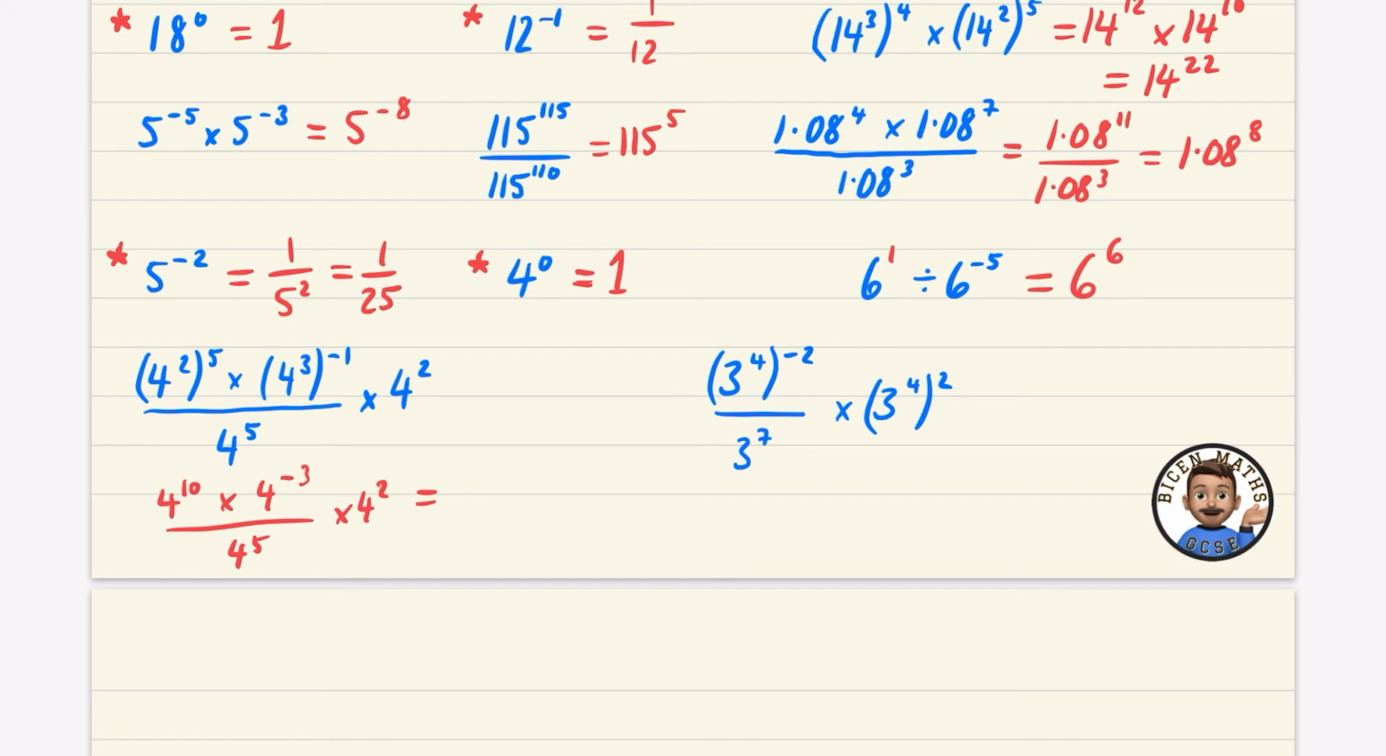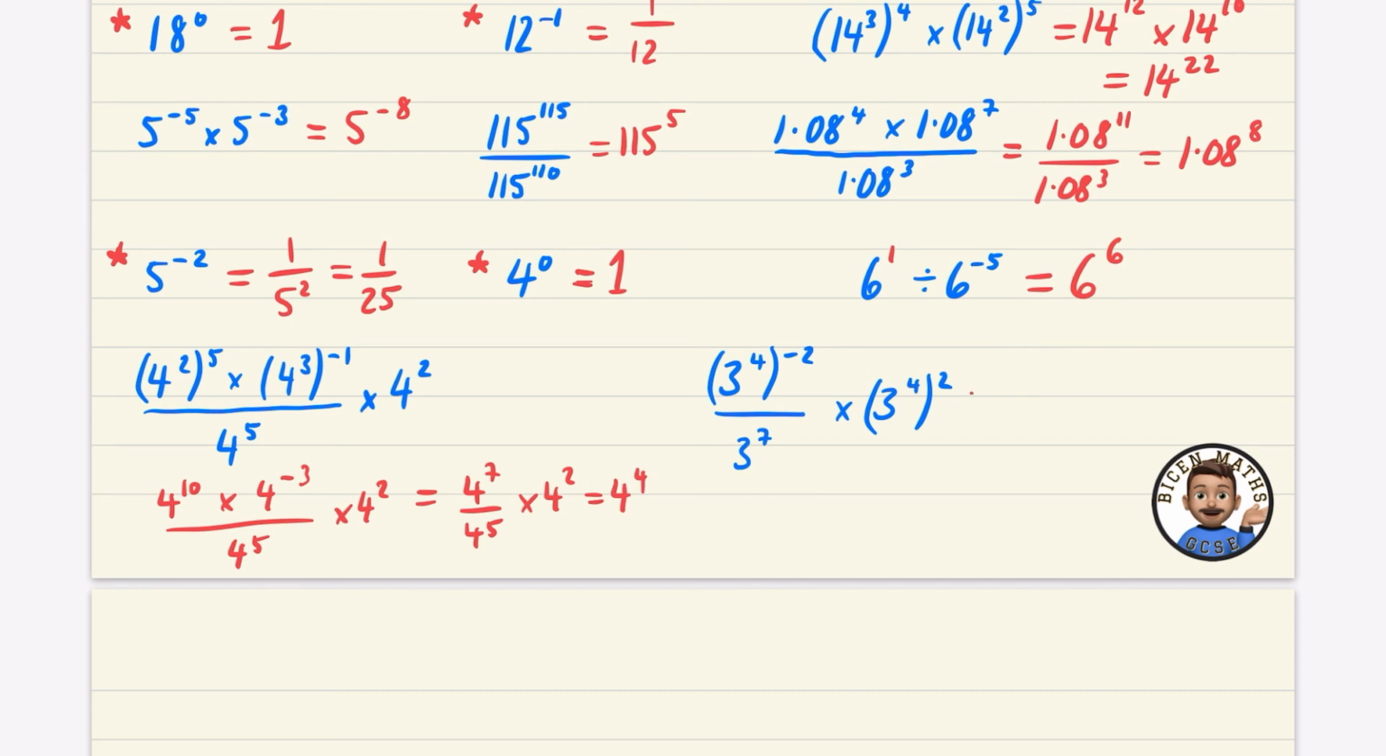10 take away 3, or 10 add negative 3 is 7. And I have 4 to the power of 5, and then I have 4 squared. This is going to be a 7 take away 5, which is 2. Add on the 2 afterwards, and you get 4 to the power of 4 for that one.